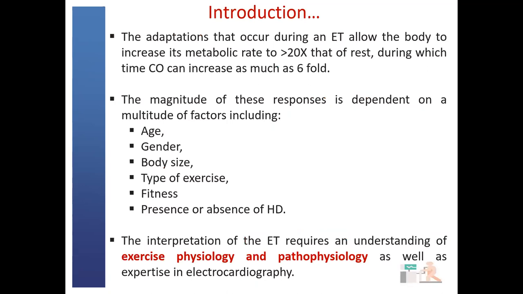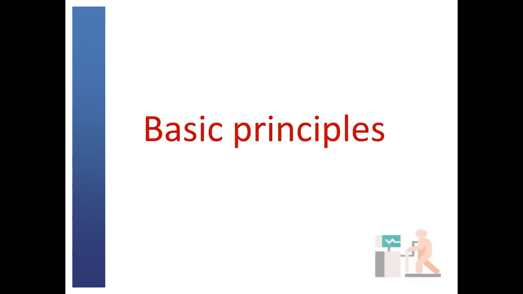The adaptations that occur during an exercise test allow the body to increase its metabolic rate to greater than 20 times that at rest, and during which time cardiac output can increase as much as sixfold. Factors include age, gender, body size, and type of exercise, such as isometric or isotonic exercise, which also affects the metabolic and functional response the heart undergoes. Fitness is also one important factor that affects the magnitude of this response, and the presence or absence of heart disease. The interpretation of this exercise test requires an understanding of exercise physiology and pathophysiology, as well as expertise in electrocardiography.